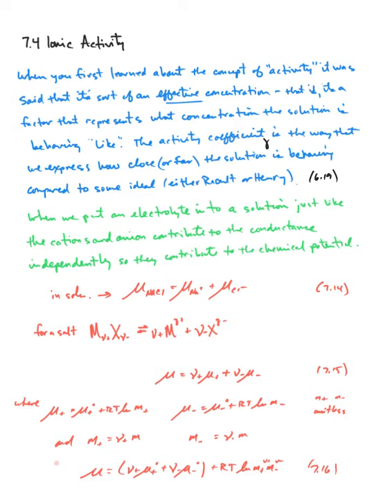But anyway, when we put an electrolyte into a solution, just like the cations and the anions contribute to the conductance independently, so they also contribute to the chemical potential independently. This is a bit of a theoretical part, but I think it makes some sense. So in solution, what we're saying is that the chemical potential of the solute, in this case an electrolyte, is really the sum of the chemical potential of the cation and the chemical potential of the anion added to each other. Now, in general, salts aren't always plus 1 minus 1.